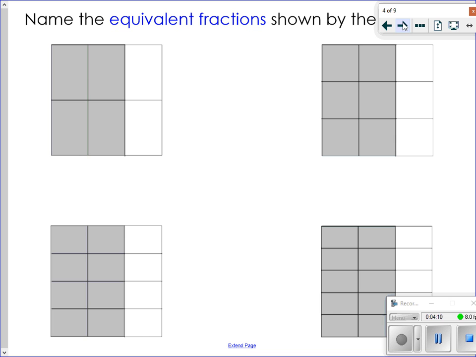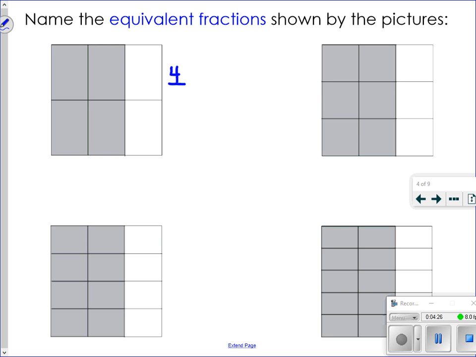Let's name the equivalent fractions that are shown by each of these pictures. I can look at this picture in a few different ways. The first way I'm going to look at it is, I'm going to notice that there are 4 shaded parts out of how many equal parts altogether? 6. So one way to name this picture is 4/6 of this picture is shaded.